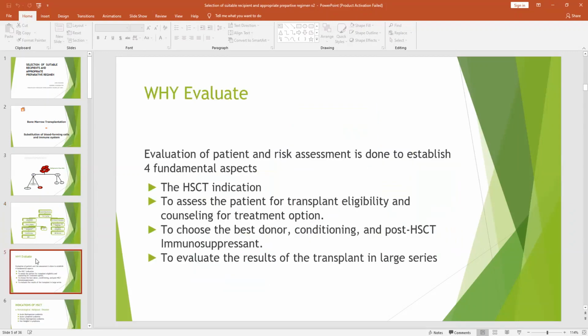Why do we evaluate the patient? Evaluation of the patient and risk assessment is done to establish four fundamental aspects. The HSCT indication: whether the patient has an indication for hematopoietic stem cell transplantation or not. To assess the patient for transplant eligibility and counseling for the treatment options, and to choose the best donor, conditioning and post-HSCT immunosuppressant, and to evaluate the result of transplant in large series.